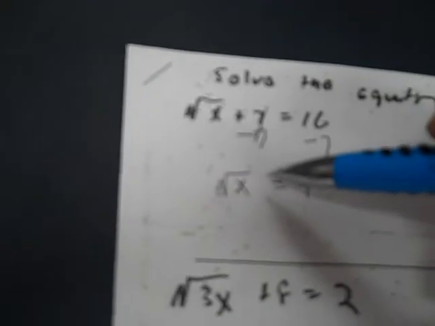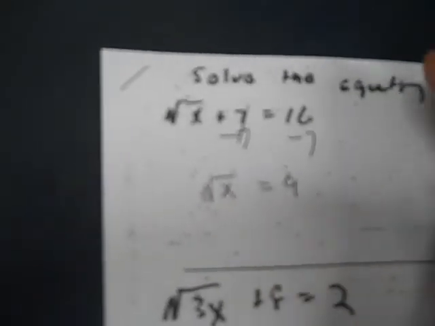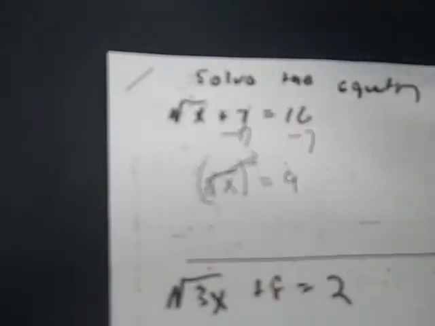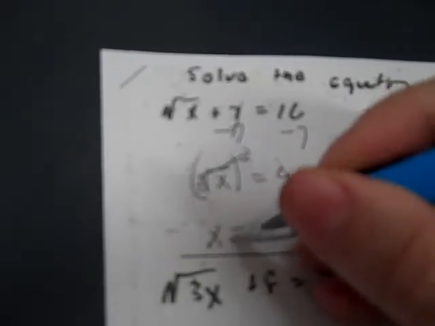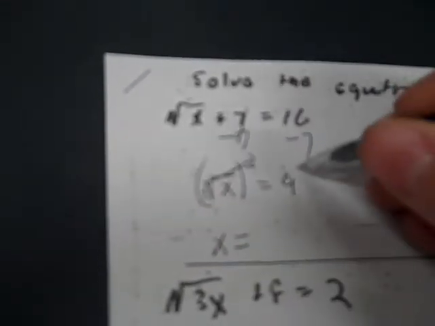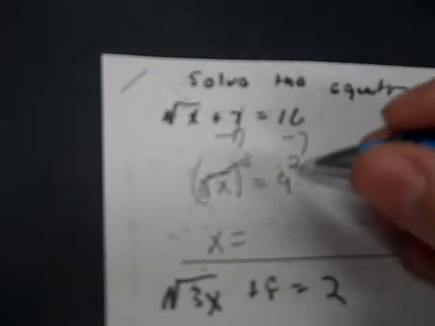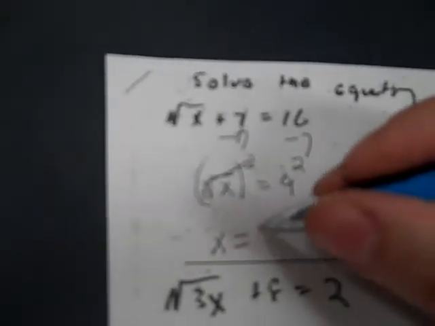Now, to find the true value for x, we need to eliminate the square root from the equation, and the opposite of a square root is a second power. So I'm going to take this side to the second, and then the square root goes away, and then I have just x. But then I also need to put a second power on the 9. Okay, so 9 to the second power is 81. It's 9 times itself, so it's 81.